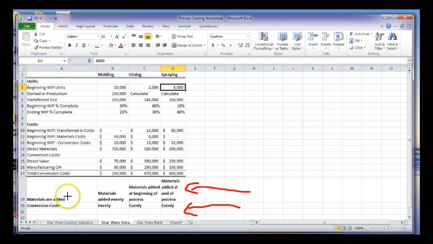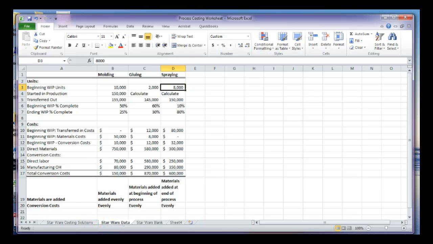When the actual material gets added, as far as what part of the process. So here I'm saying in the molding process, your raw materials are added evenly throughout the process. And that makes sense. If you think about helmets coming off the line, you're going to put the material in as you're making them. You're not going to put them in at the end because then you wouldn't have a helmet. Your conversion costs, if you remember, conversion costs equal labor and overhead. And that is the cost to convert raw materials into finished goods. Those are going to be added evenly, and for all three products, these are going to be added evenly throughout the process.